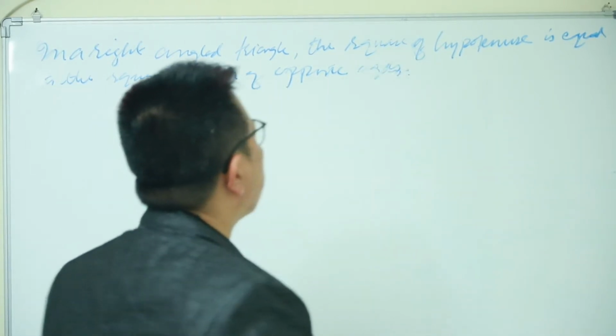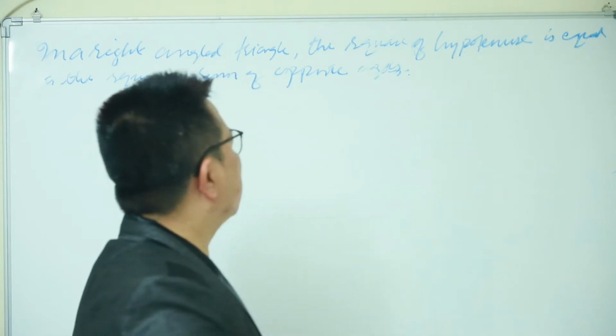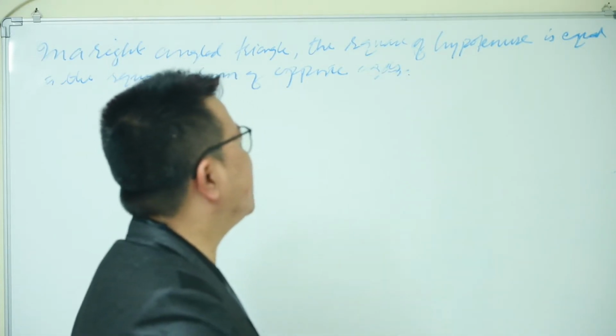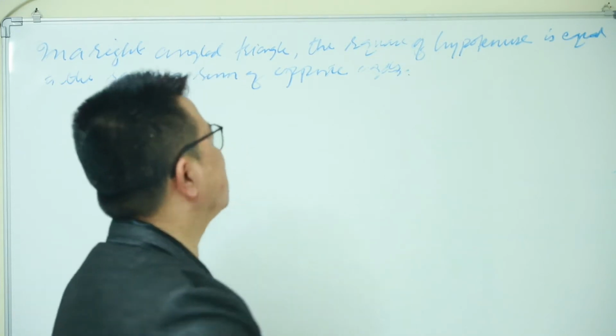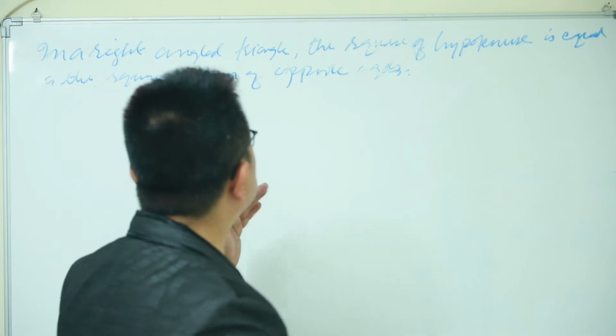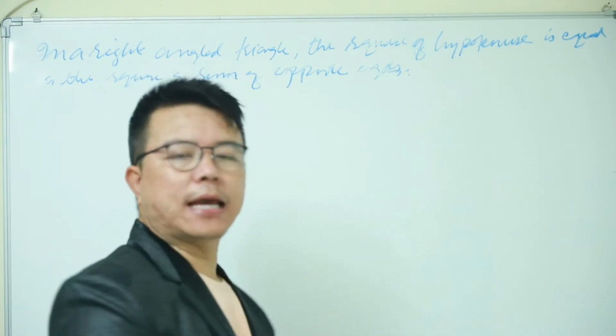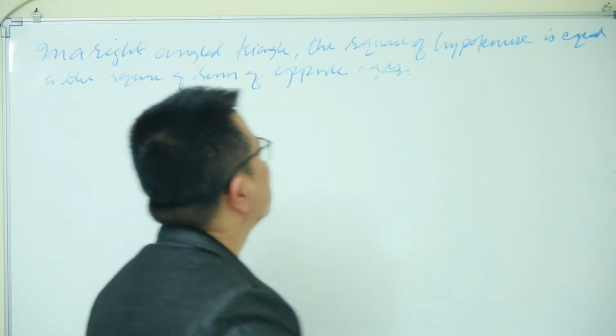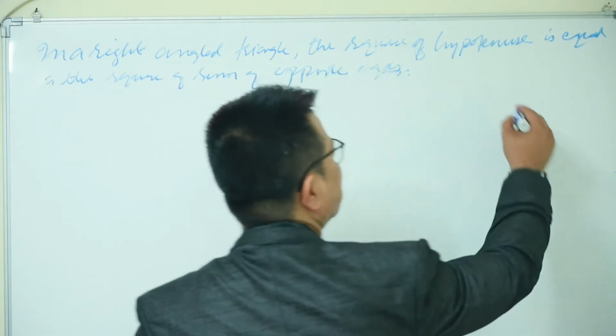Now, in a right angle triangle, one angle is 90 degrees, and the side opposite to the 90 degree angle is the longest side of the triangle, which is also called the hypotenuse. Here we have to establish the relation between the longest side and the two other sides of the right angle triangle. So let's make a right angle triangle.